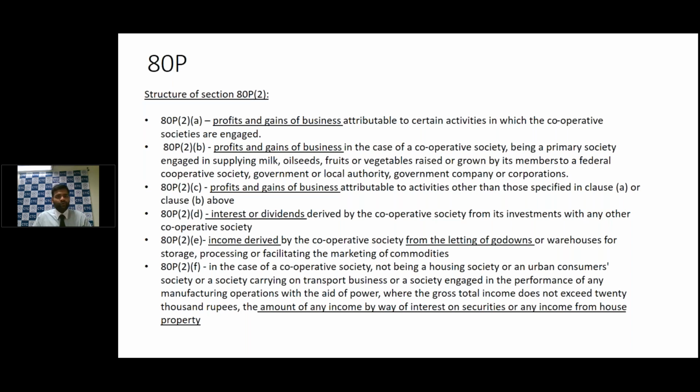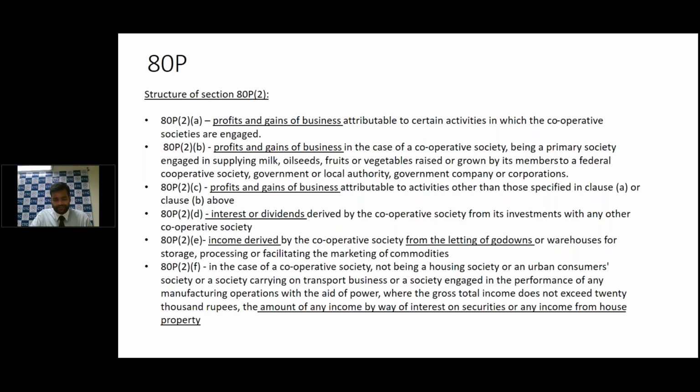Now, why has the structure of 80P(2) been highlighted in the beginning part of the talk? This is because if we see clauses A, B, and C, the term used by the statute is profits and gains of business. Whereas if we see clauses D, E, and F, firstly, the term profits and gains of business is clearly missing. Two, they have specified certain items of income which can be claimed as deduction, which may or may not be offered to tax under the head profits and gains of business, like interest or dividend, like income derived from letting out of godowns, or income by way of securities, or income from house property. So this is the basic structure of section 80P(2).